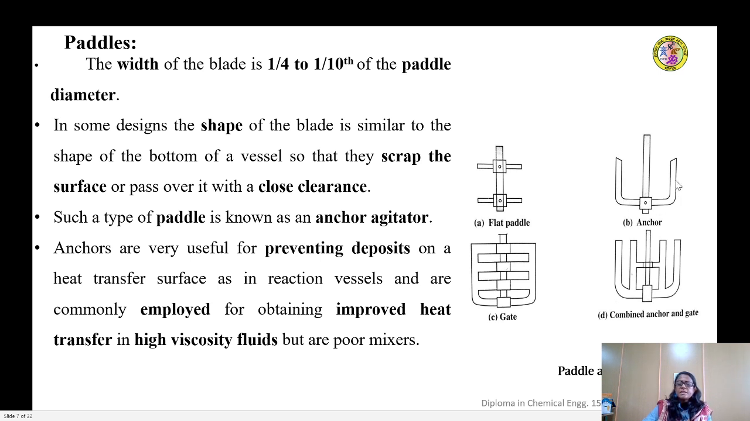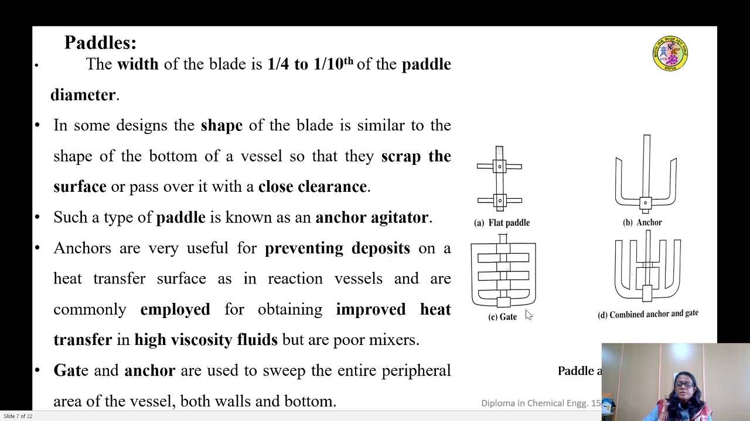That is the reason these are not rotated at a very high speed. If they just move closer to the wall of the vessel at a low speed, that itself is sufficient to get the required objective achieved, that is scraping the vessel to prevent the deposition so that the rate of heat transfer between the heating media and the liquid inside the vessel will be higher. So they are generally poor with respect to mixing action.